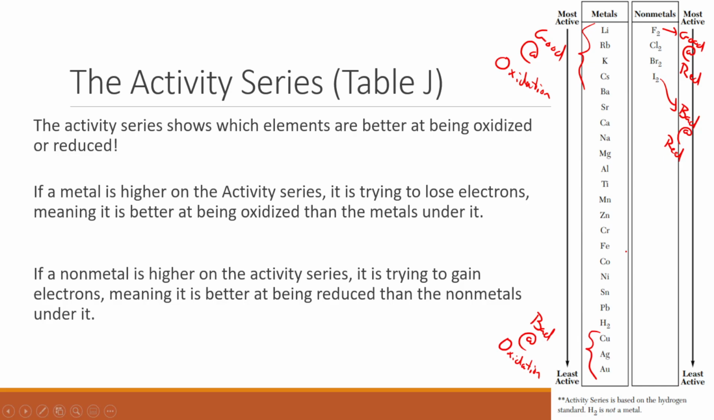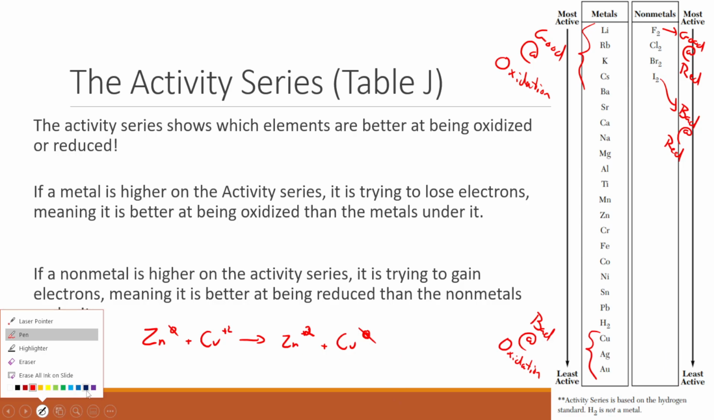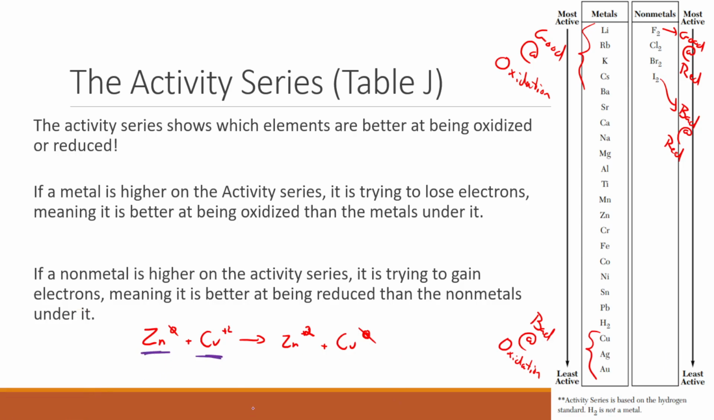And so when we look at a redox reaction, let's say this redox reaction, and we're trying to figure out if this agrees with table J, what we want to look at are the two elements. Zinc is being oxidized. It is losing 2 electrons. Copper is being reduced. It is gaining 2 electrons.